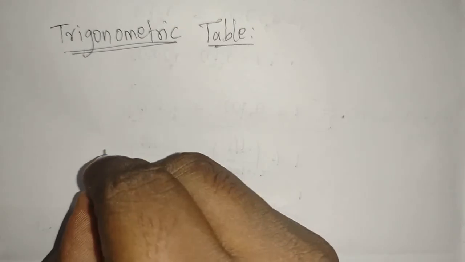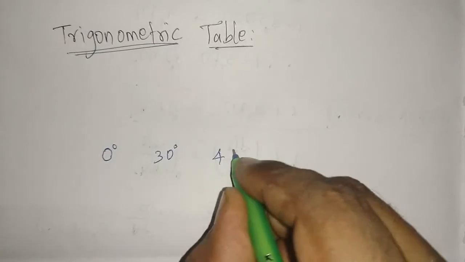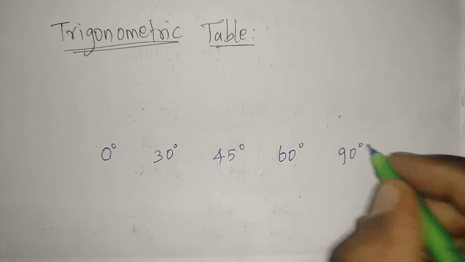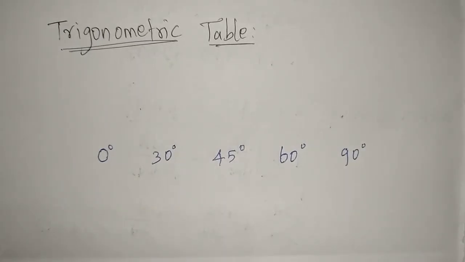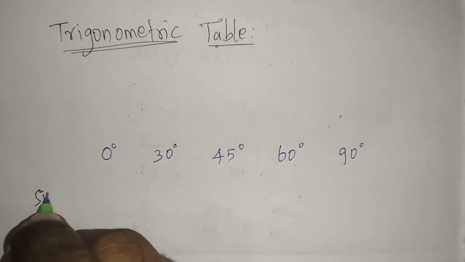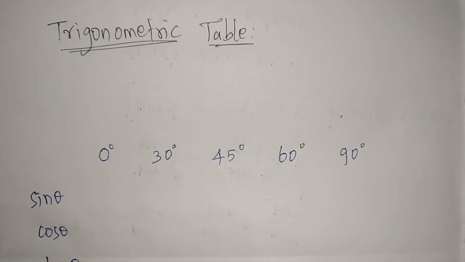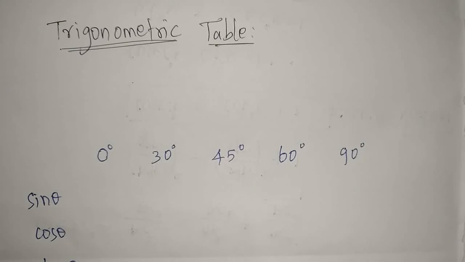First of all, what is that? 0 degree, 30 degree, 45 degree, 60 degree and 90 degree. These things only I'm going to give. Now we have totally 6 functions, and all the 6 I'm going to write one by one. First sin theta, next cos theta, tan theta, cot theta, and cosecant theta, next one is secant. So all the things I have written now. So one by one we'll go.